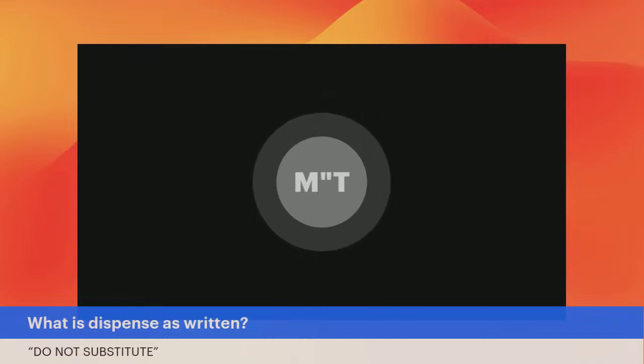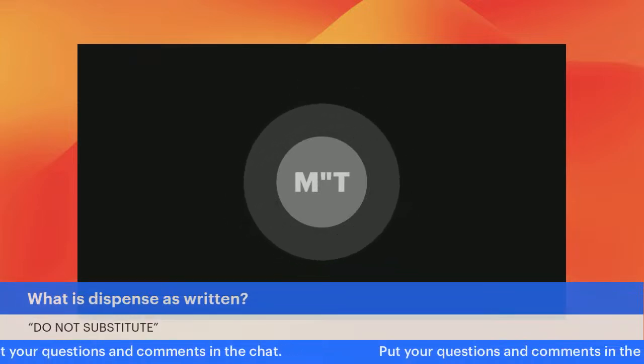Dispense as written, do not substitute. So we're going to pause here for a moment, ladies and gentlemen. And I'm not sure why my screen is not showing myself. Dispense as written. And please, ladies and gentlemen, feel free to put your questions in the chat however you want to display them. Okay. So, dispense as written.